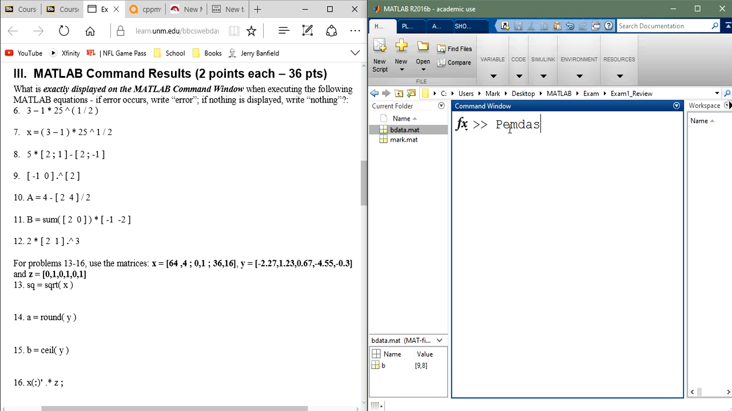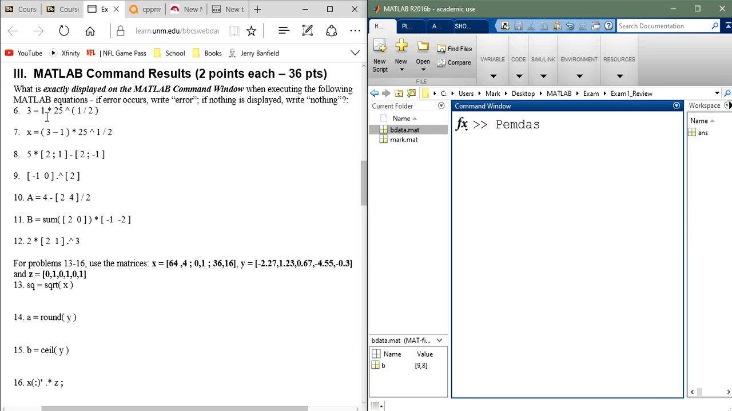Then we're going to do multiplication. 5 times 1 is 5. And then we can do addition and subtraction. 3 minus 5 is negative 2. Let's see. ans equals negative 2. I would have got partial points on that one. Go on to the next one.